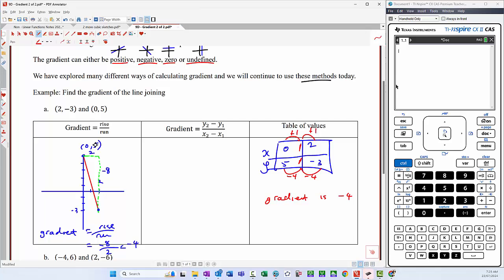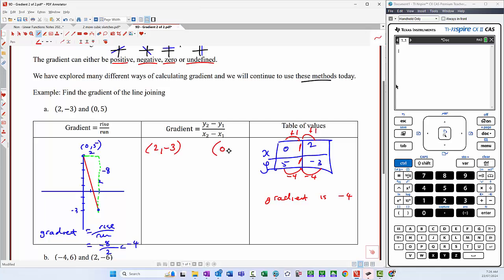The difference would be 5 take away -3, and it's going to calculate the value as 8. So what this does is it just calculates the change for you. Here you have to do it visually or you have to count and look, but this one will do it kind of for you.